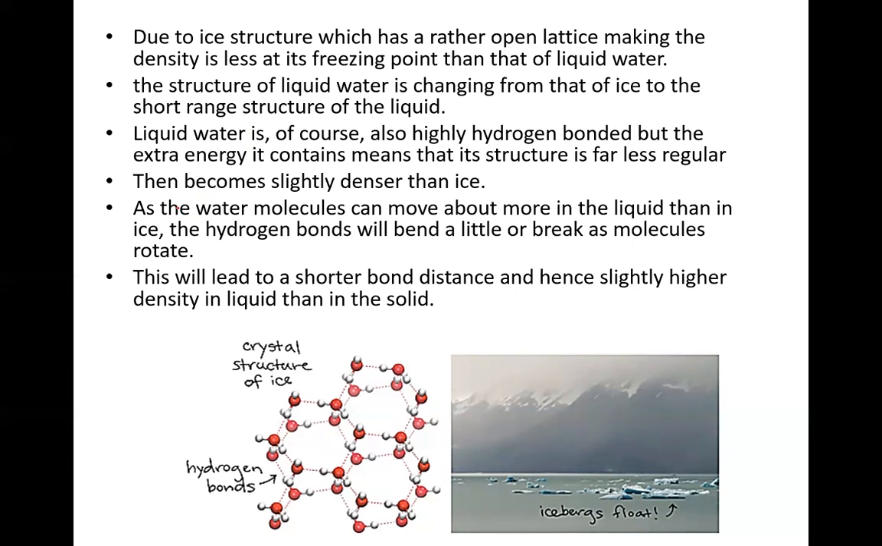As the water molecules can move about more in the liquid than in the ice, the hydrogen bonds will bend a little or break as molecules rotate. This will lead to a shorter bond distance and hence slightly higher density in the liquid than in the solid. So this is the crystal structure of ice.